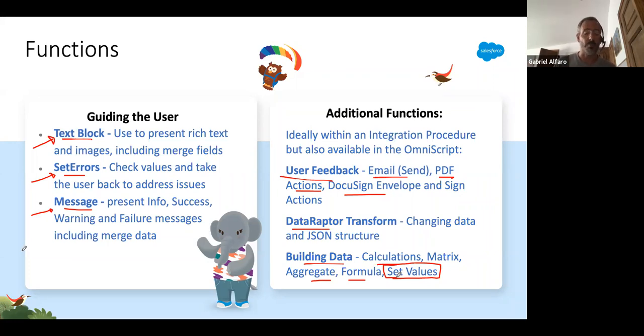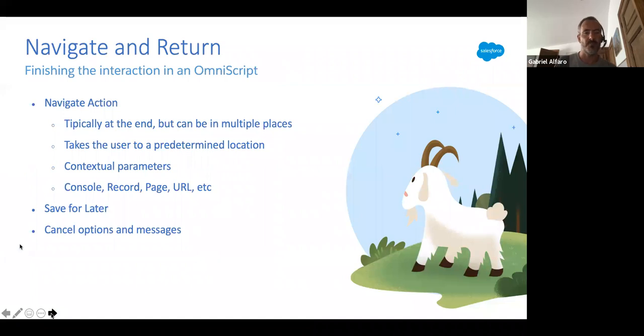For example, when you're testing, this set values is a big friend. We'll see an example of that as well if we have time. And normally we close an OmniScript by a navigate action. The navigate action is the equivalent of the done action in the previous version, with Angular. And navigate action basically tells the system where to drive the user after the execution of this OmniScript.